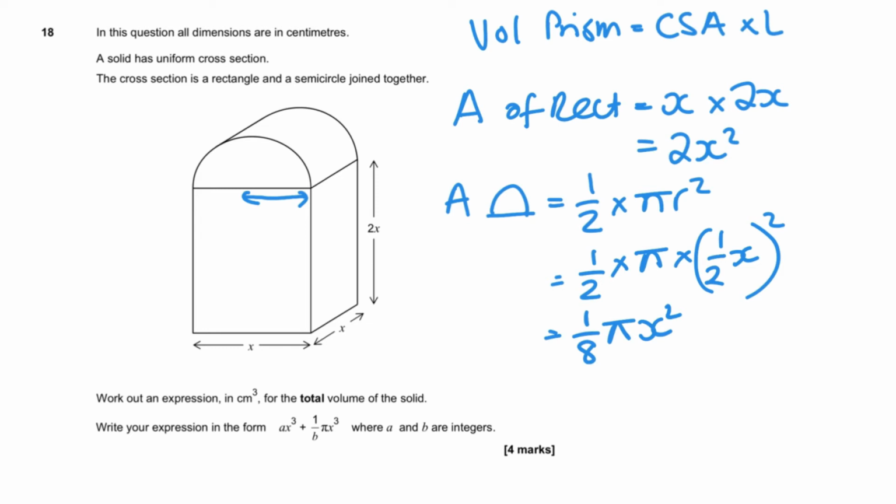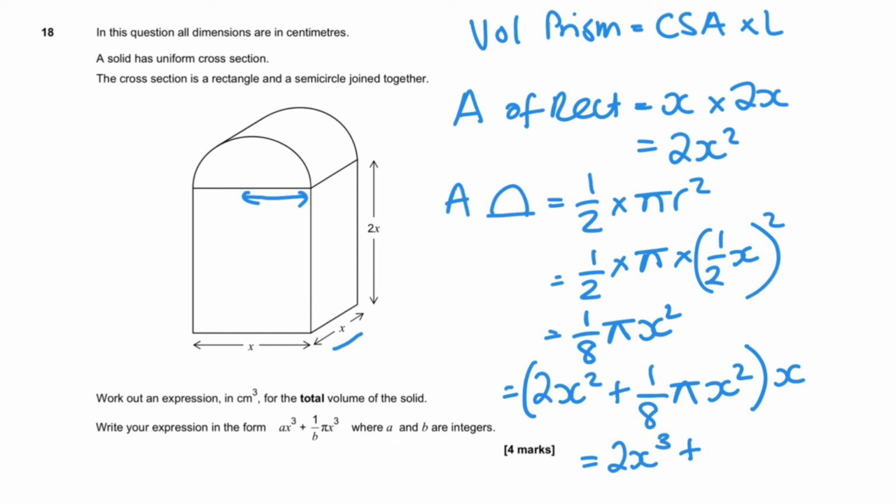So the area of the whole cross section is 2x squared plus an eighth times pi times x squared. To find the volume of the shape, we need to times the cross-section area by the length of the shape, which is equal to x. So we need to times all of this by x. So we get 2x cubed plus an eighth times pi times x cubed, which fits with the form that the question wanted us to write the answer in. So a is equal to 2 and b is equal to 8.